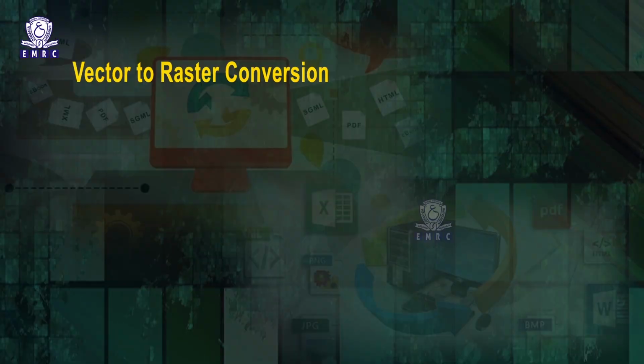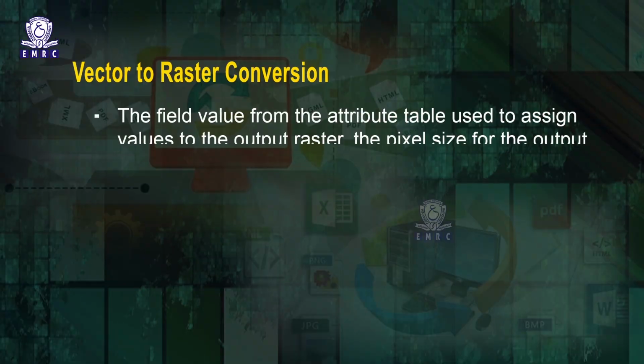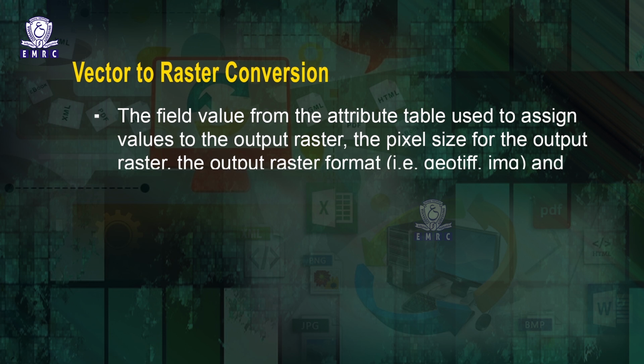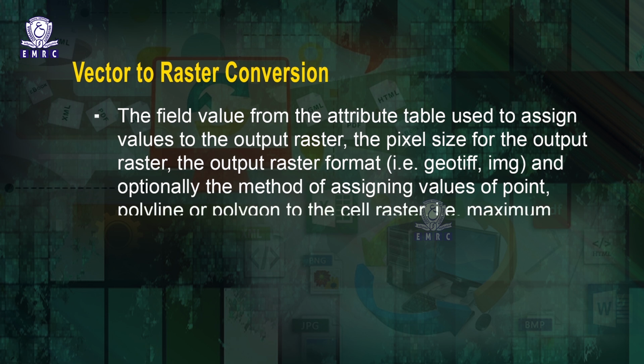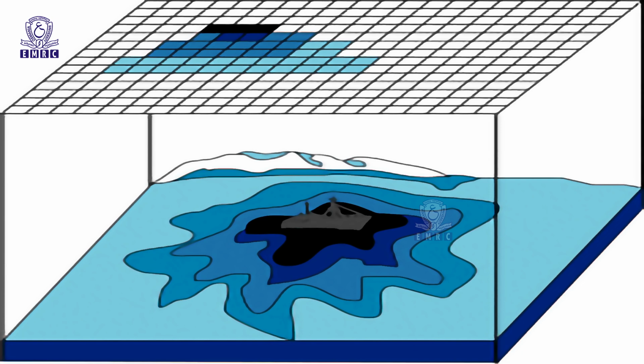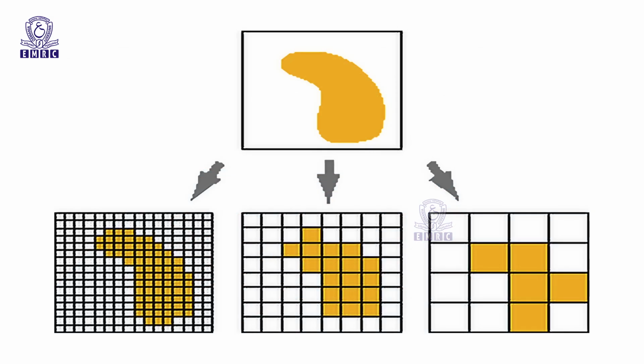The process of conversion of vector to raster data is called rasterization, and the vector to raster conversion requires the following parameters: the field value from the attribute table used to assign to the output raster, the pixel size for the output raster, the output raster format, that is GeoTIFF, IMG, and optionally the method of assigning values of a point, polyline or polygon to the raster cell, that is maximum length or area cell center. The output of the rasterized vector looks like a gridded version of the vector. It depends on the grid cell size.